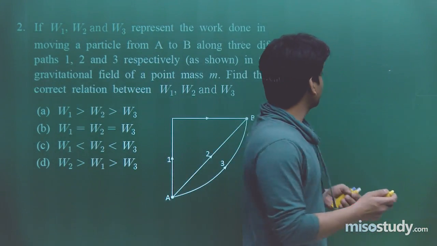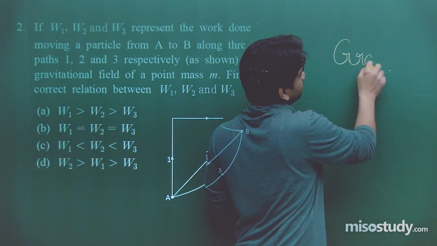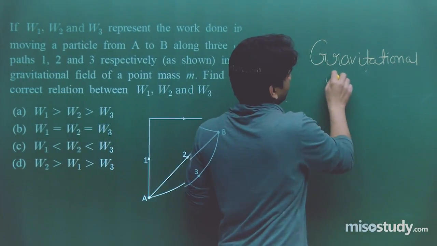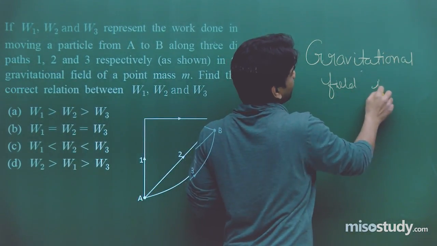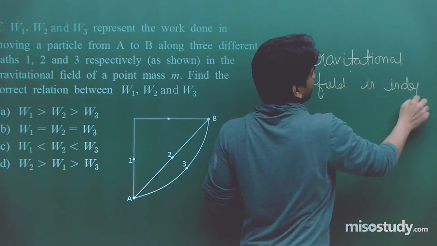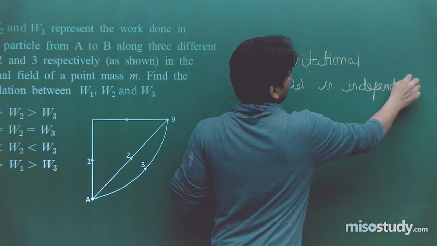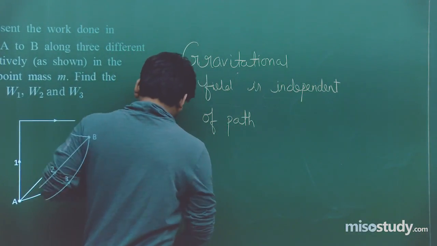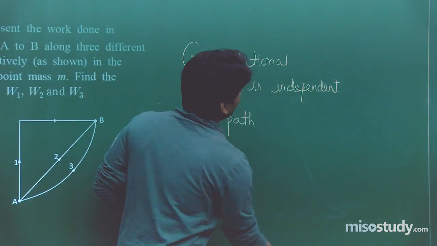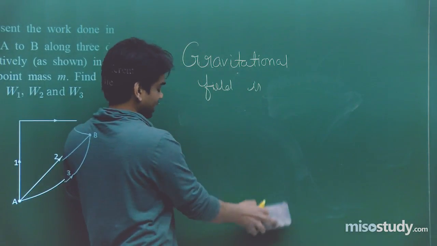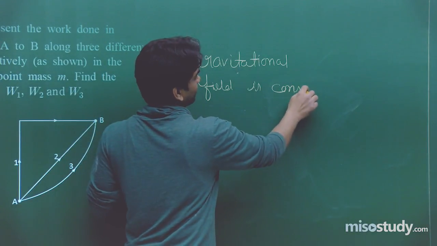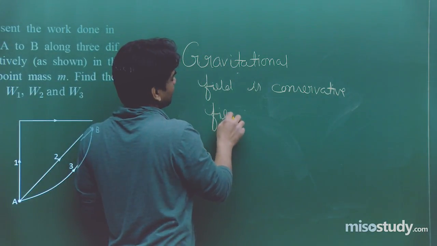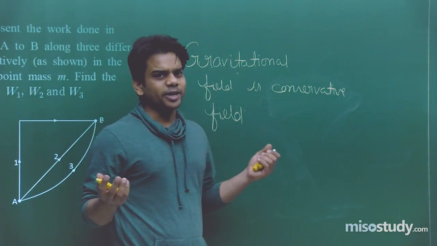So I'm writing some points. Gravitational field we are talking about, the work done is independent of the path adopted. It's actually a conservative field. Gravitational field is a conservative field. This is what we need to know. It's a conservative field, and the work done in a conservative field, we know that it's independent of the path adopted.